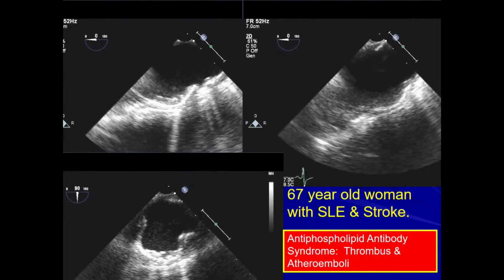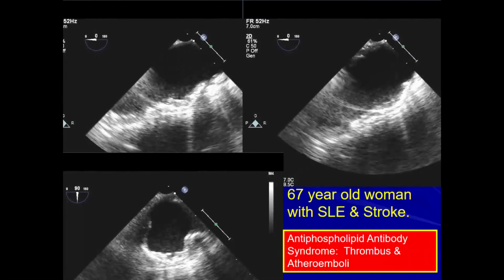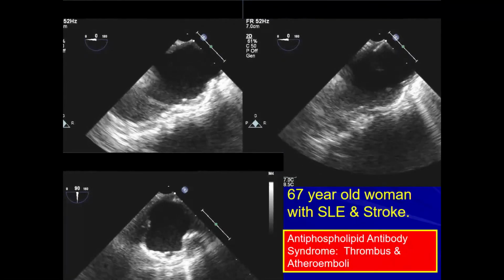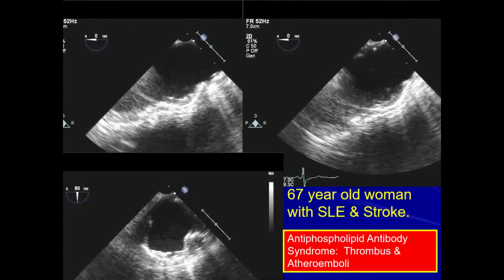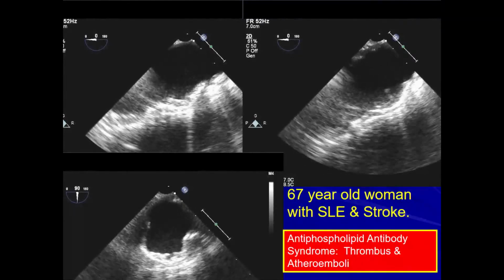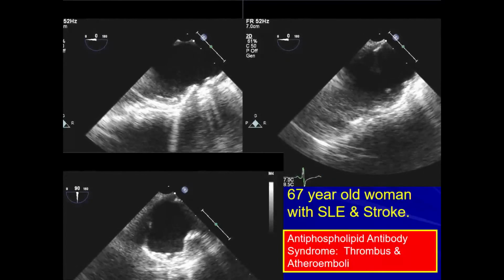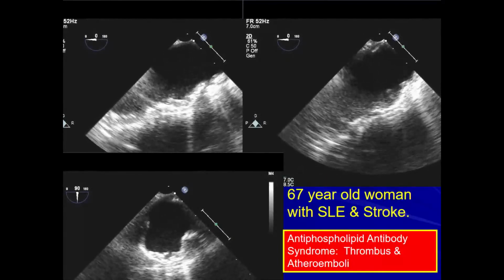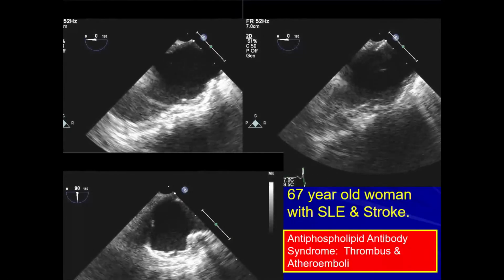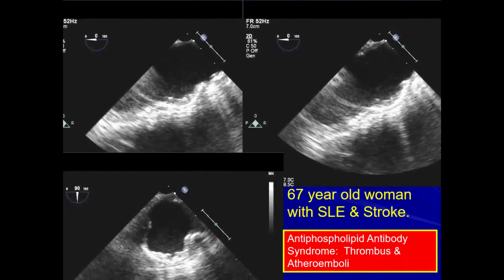And you can see also that she has a lot of mobile atheroma and also ulcerated plaques within the ascending aorta. So she had multiple etiologies for a stroke, and it was subsequently determined that she had antiphospholipid antibody syndrome, and all of these masses which were removed were actually just thrombi. And so the treatment for her would just be anticoagulation.